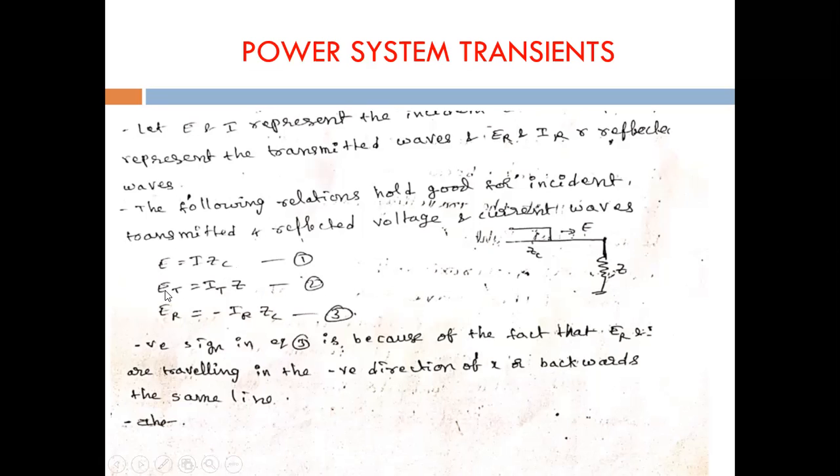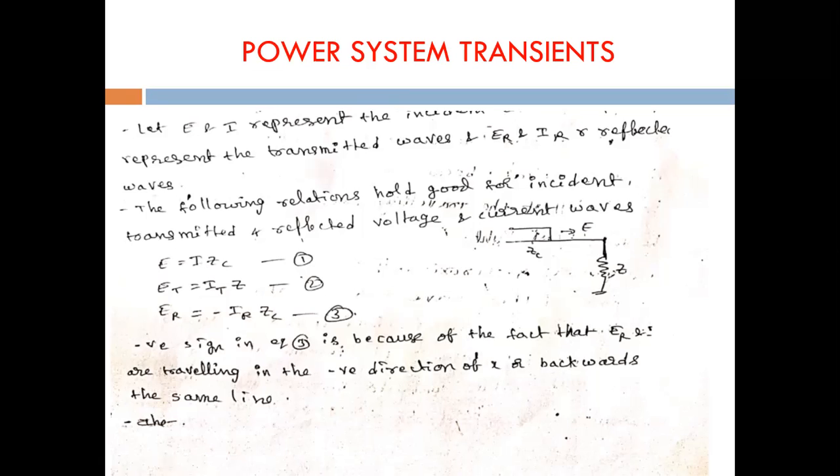Next, write down the equation for the transmitted voltage, that is ET. ET is the transmitted voltage. Therefore, ET is equal to IT into Z. ET is the transmitted voltage and IT is the transmitted current, and Z is the impedance.